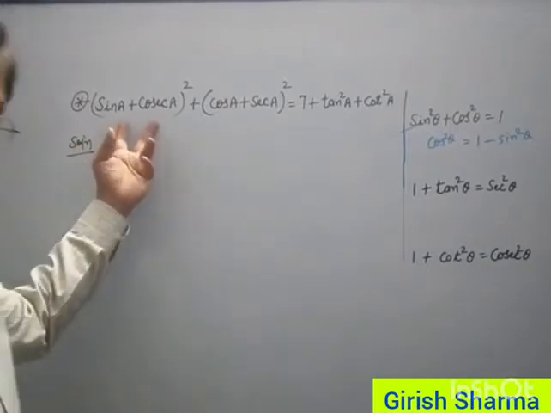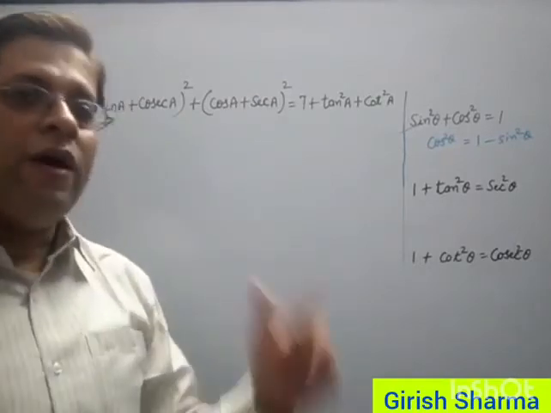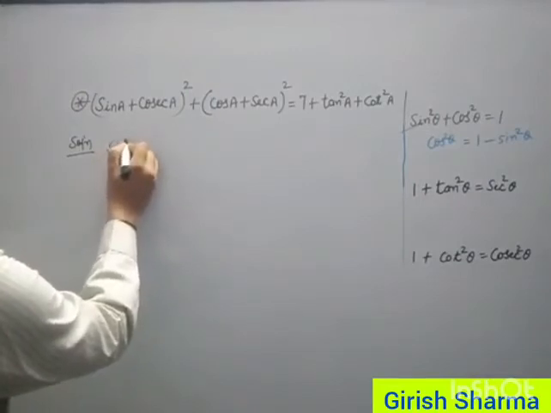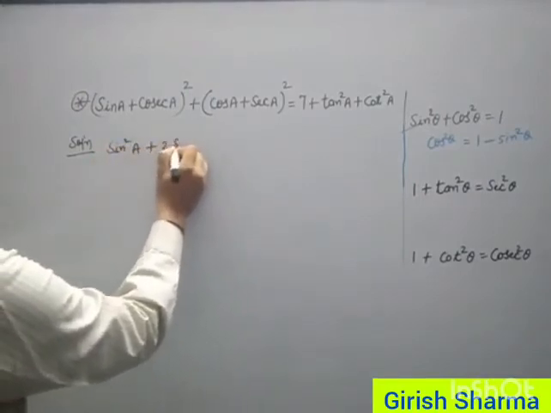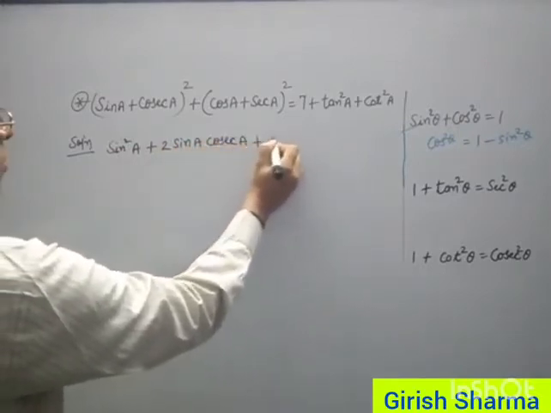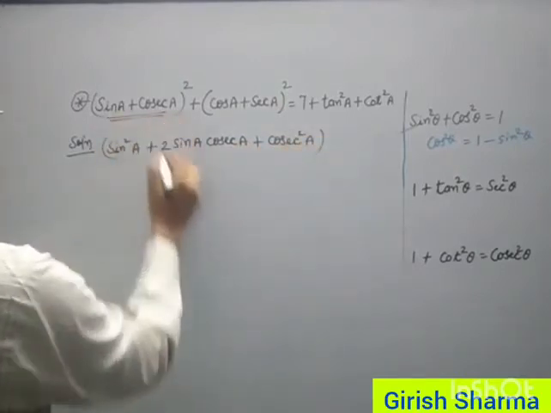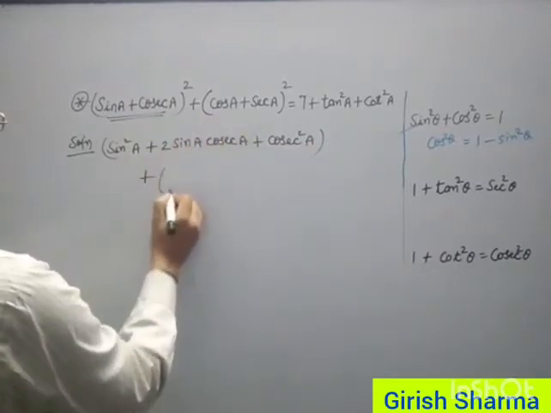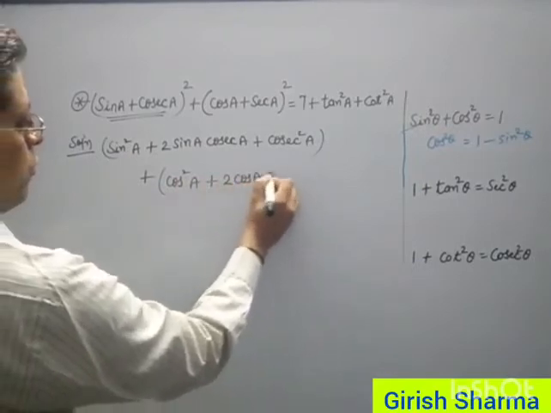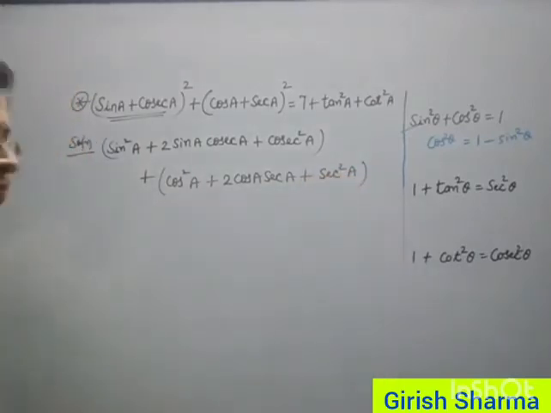What is A plus B whole square? I think you all are class 10 students. A square plus 2AB plus B square. See here: A square plus 2AB plus B square. Okay, this is of A plus B square this and A plus B square this again: A square plus 2AB plus B square.